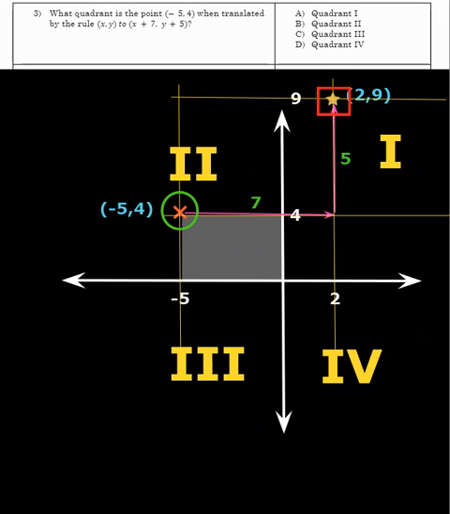Remember that the quadrant with all positives is quadrant 1, but that they're labeled counterclockwise. So that was quadrant 2 of the pre-image (-5, 4) for question 3. The correct answer was A, quadrant 1.